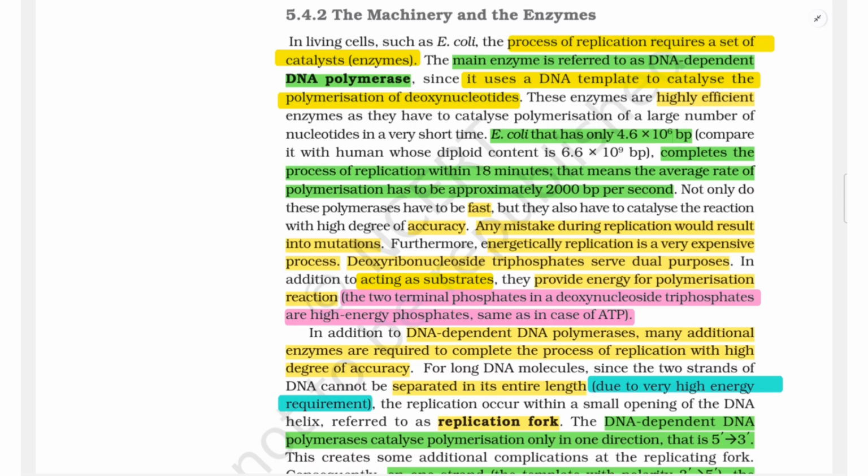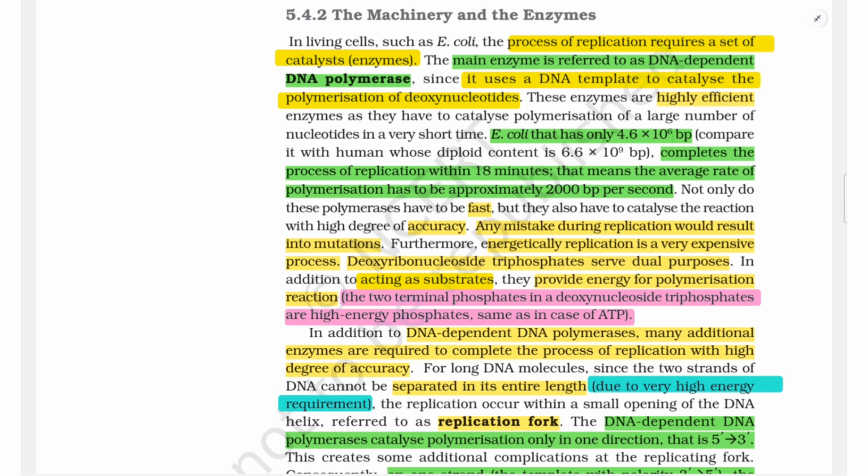E. coli that has only 4.6 × 10^6 base pairs, compare it with a human whose diploid content is 6.6 × 10^9 base pairs, completes the process of replication within 18 minutes. That means the average rate of polymerization has to be approximately 2000 base pairs per second. Not only do these polymerases have to be fast, but they also have to catalyze the reaction with a high degree of accuracy. Any mistake during replication would result in mutations.